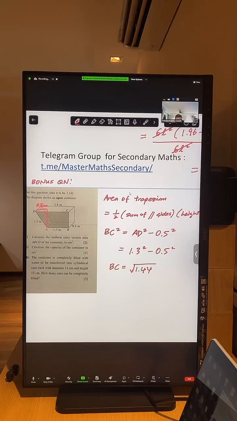Okay, you all can try. 1.3 square is 1.69 minus 0.5 square, you will get 1.44. When you square root 1.44, you get a nice number. What is the number? 1.2. Okay, so that's your BC.